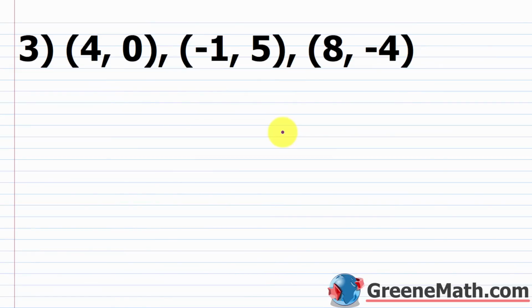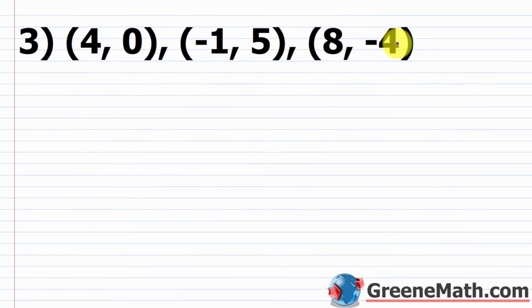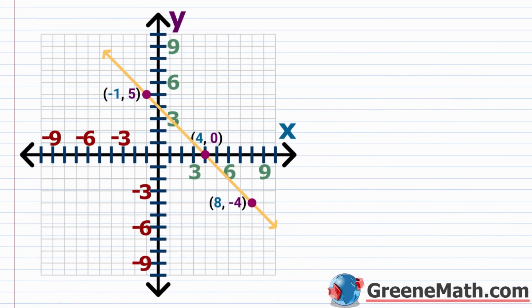All right, let's take a look at problem 3. So here we have 4, 0. We have -1, 5, and 8, -4. So coming down to the coordinate plane, here's your -1, 5, your 4, 0, and your 8, -4. So you can see clearly we're going to have collinear points, but let's prove that. So let's first find this distance right here, and then we want to find this distance right here. And then we're going to sum those. Those are the 2 smaller distances. It should be equal to this distance right here, the largest distance.